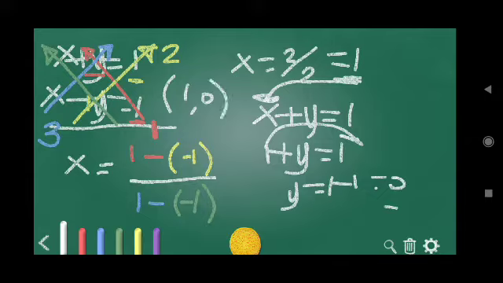So the solution is 1 and 0. If you check the answer for each of the equations, you will notice that both sides are the same, which indicates that our answer is correct. And even if you use the conventional methods, like the substitution method, the elimination method, or the use of determinants, you will always find the same answer, 1 and 0.